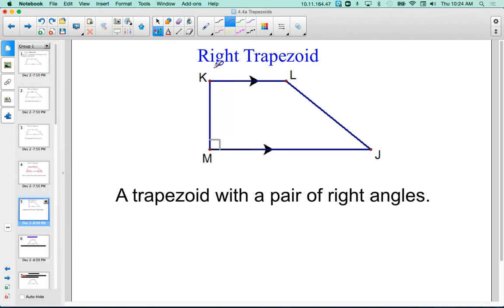You have a right trapezoid if you have a trapezoid with a pair of right angles. Now, that pair would be on different sides. So we have a pair of right angles here, one on the side that goes along with KL and the other that goes with side MJ. That is a right trapezoid.